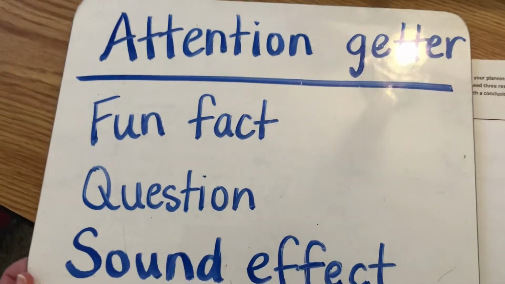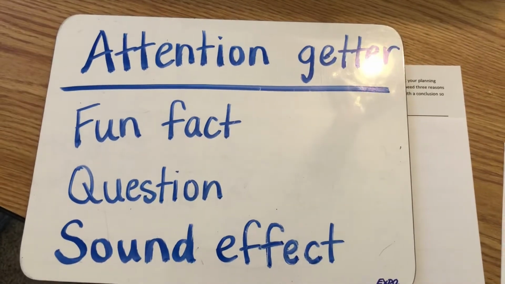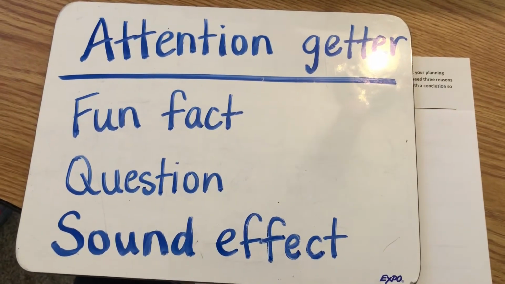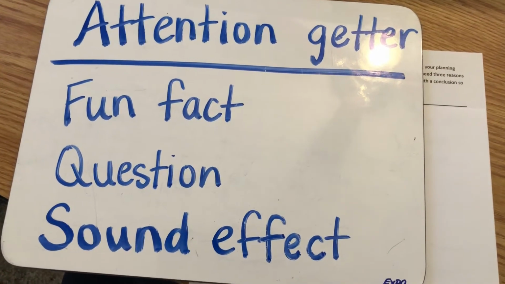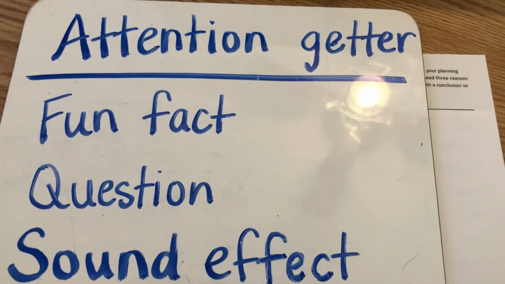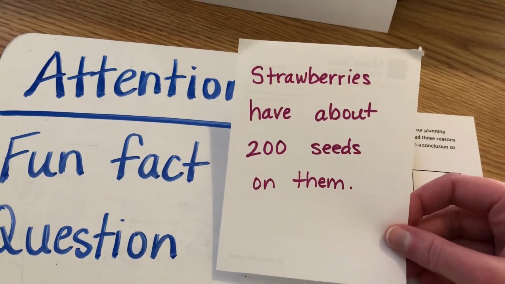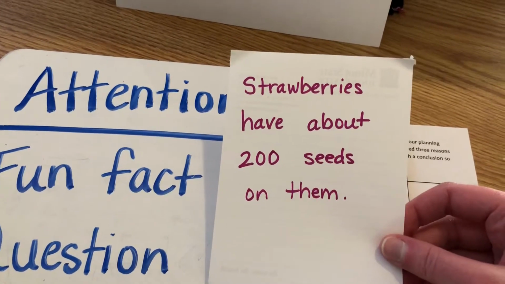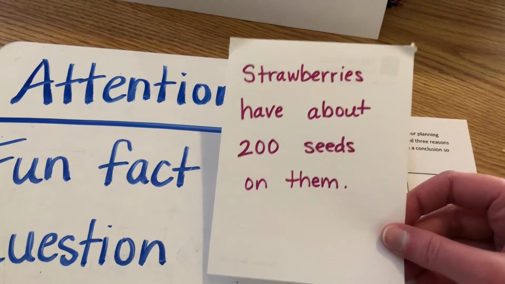Here are some examples of types of attention getters that we have used in the past. You can write a fun fact, you can ask a question, you could even use a sound effect. Let's look at what you could write. If you know a fun fact about your fruit or vegetable, you could use it as an attention getter, like this. Strawberries have about 200 seeds on them.